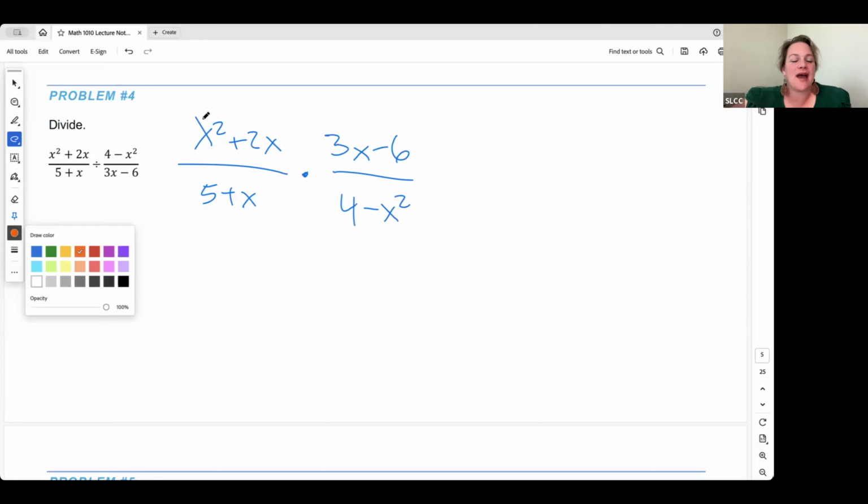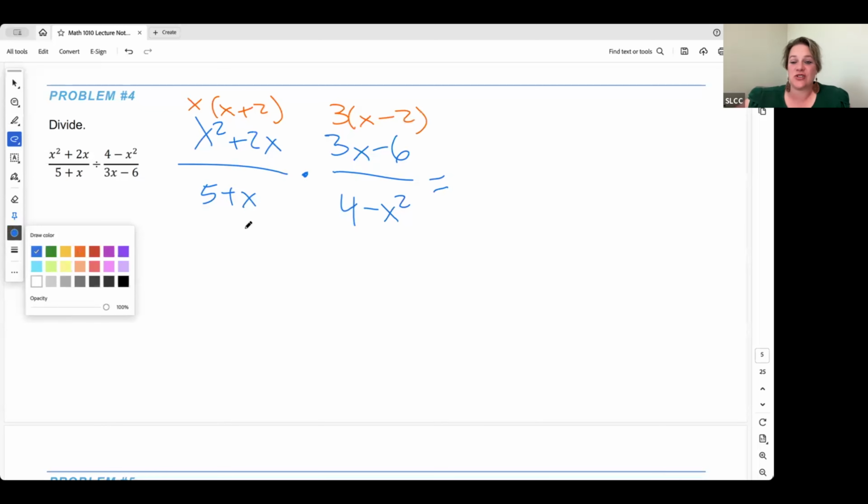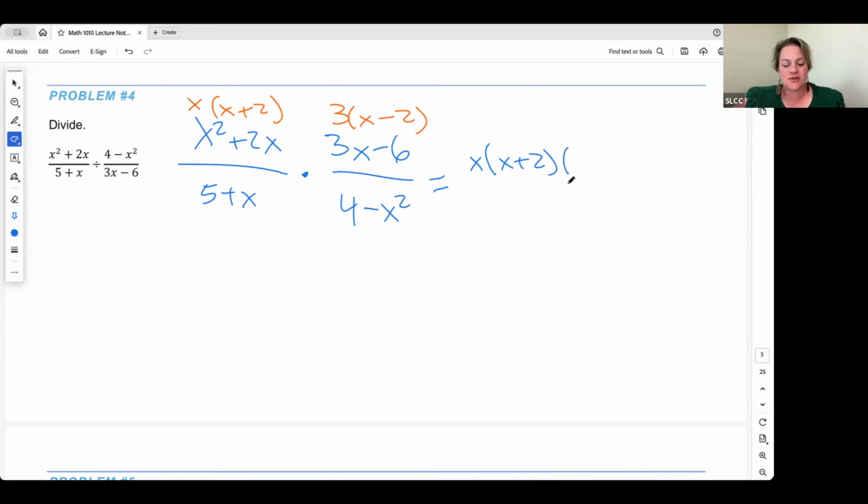Notice in the top, I have x squared plus 2x, so I can factor out an x and get x plus 2. We also see that we can factor out a 3 in this other numerator, so this would give us 3 times x minus 2, and I don't see any other GCF, so we continue to use our factoring rules. So the numerators would be x times x plus 2 times 3 times x minus 2.